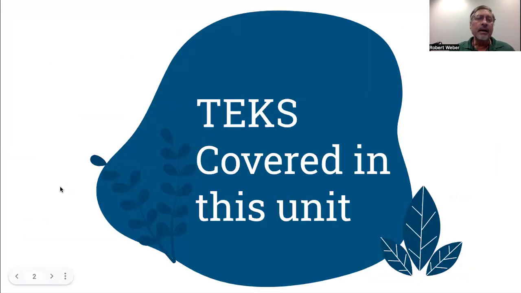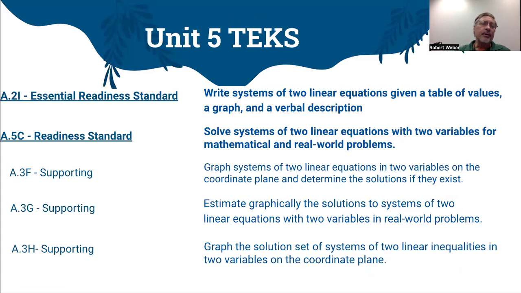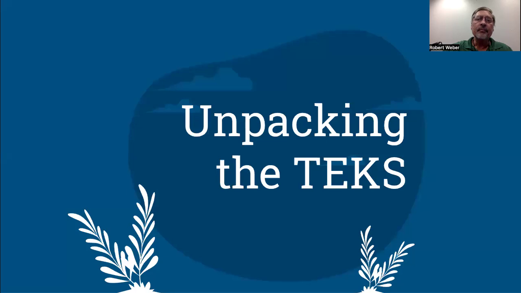So here we go. TEKS covering unit. There is one essential readiness standard. It's A2I, writing a system of two linear equations given a table of values, graph, and verbal. A5C is also a readiness standard, solving those two linear equations for the two variables. And then three supporting, 3F, 3G, and 3H. And those are the 5 TEKS that comprise Unit 5.